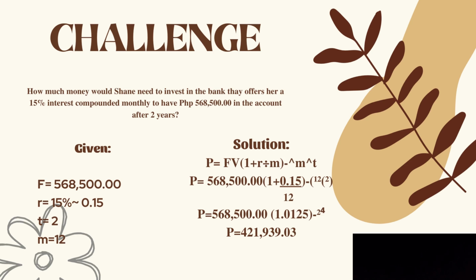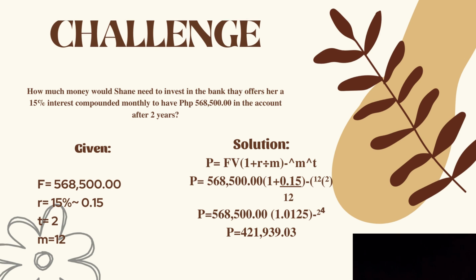Next step is you'll be multiplying 568,500 pesos by 1.0125 raised to negative 24. And the answer should be principal equals 421,939.03. So that is the final answer.